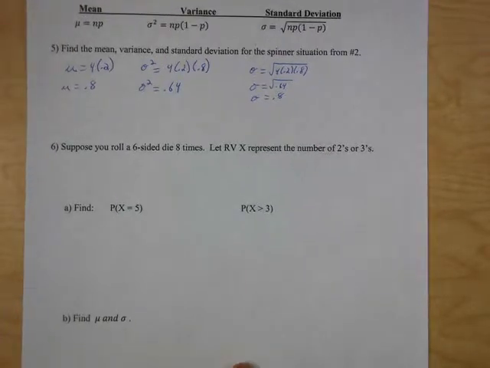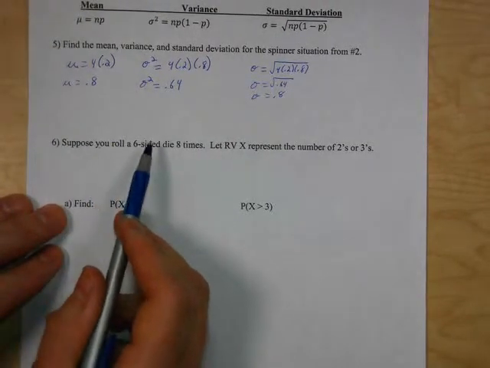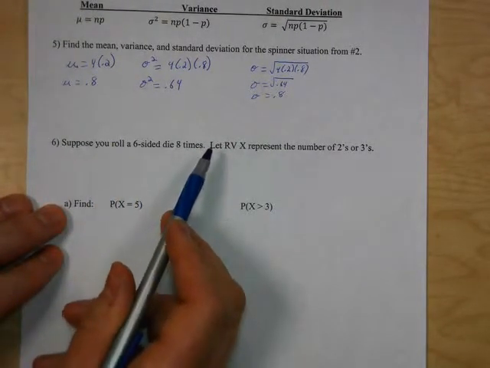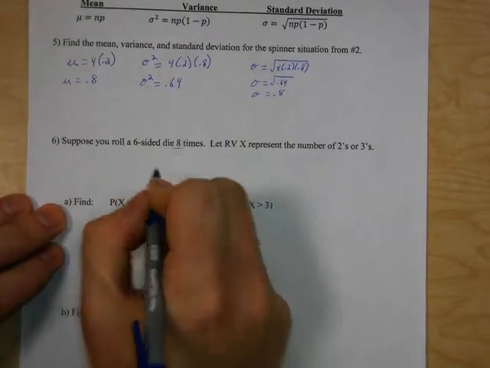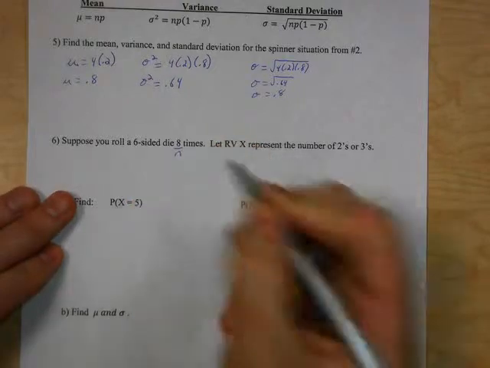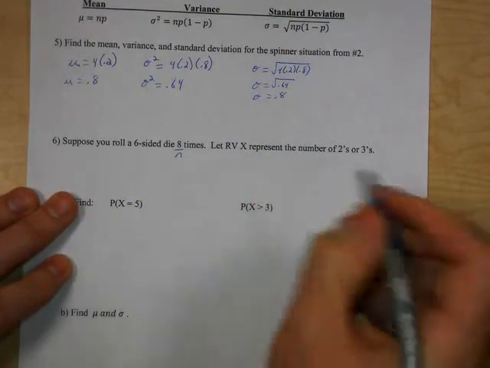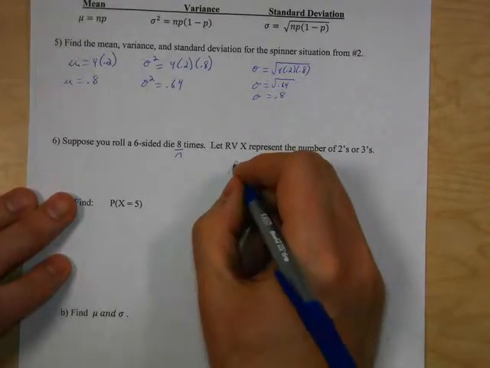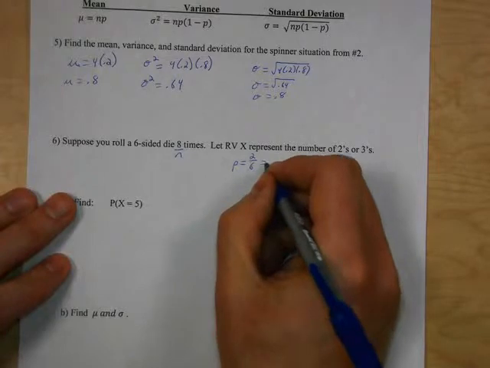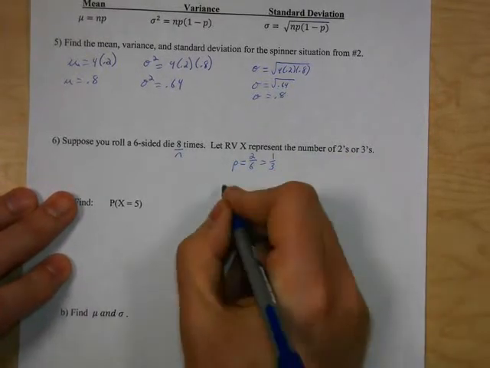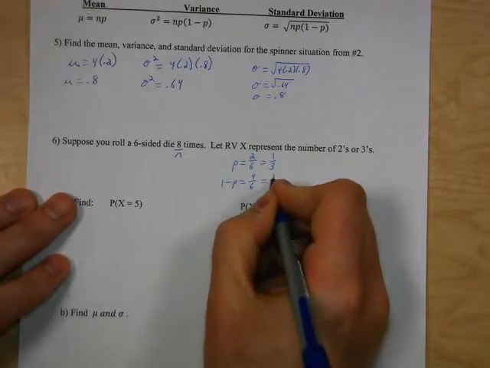Okay, and then suppose we have a 6-sided die, we're going to roll it 8 times. Let random variable x represent the number of 2s or 3s. So we're going to roll the die 8 times, so that is our n value. That's the number of trials. Random variable x, the number of 2s or 3s, so that means that p, the probability of a 2 or 3, is 2 out of 6, which reduces to 1/3, and then 1 minus p would be 4 out of 6, or 2/3.